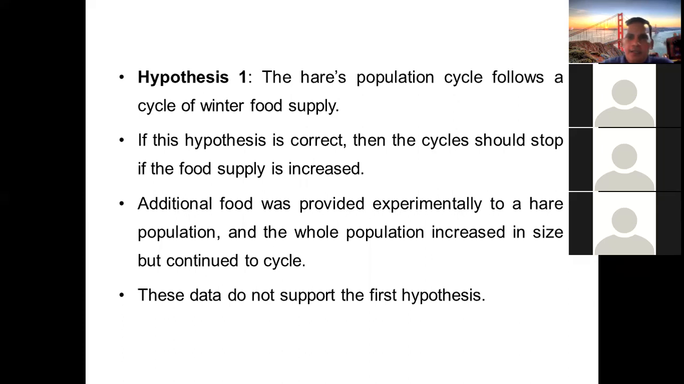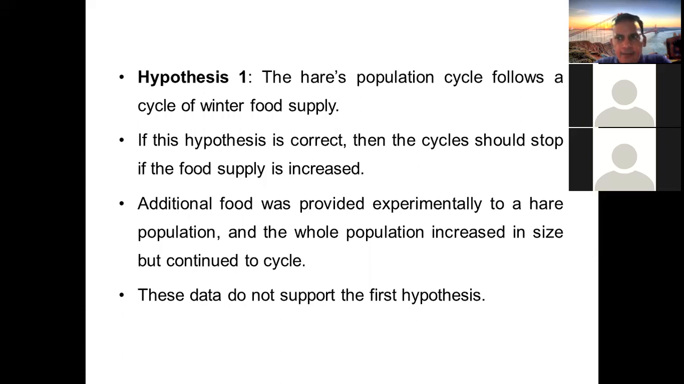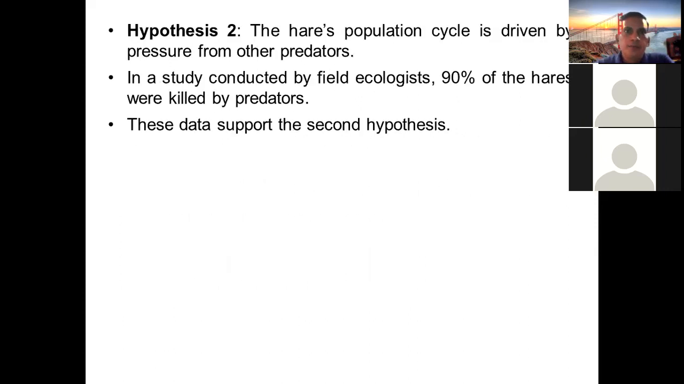However, there was no increase in the size. It continued to cycle. Cycle means it keeps on increasing and keeps on decreasing. So one point that is clear from this is that the availability of food is not one of the issues for the hare population. Now comes the second hypothesis: the hare's population cycle is driven by the pressure from the predator.